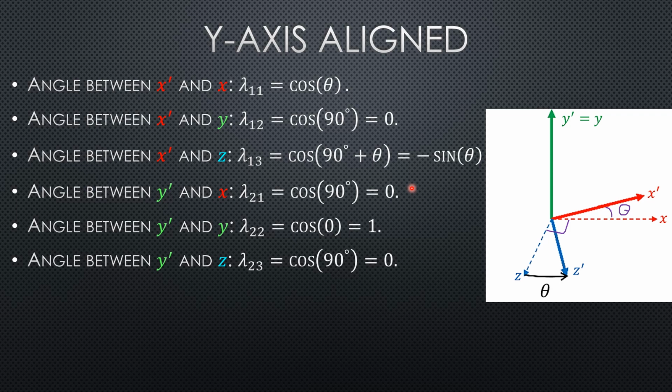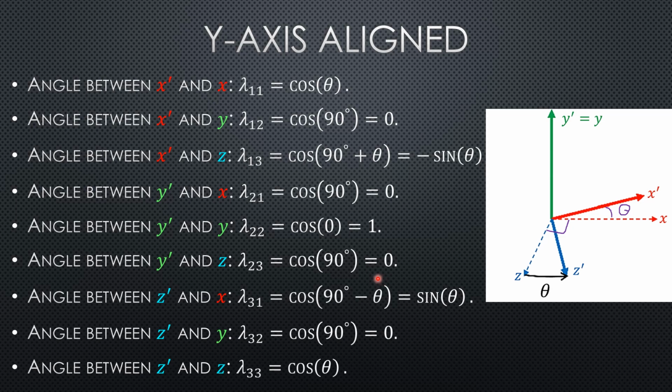For the y's, run it through the same thing, 90 degrees. Y prime is sitting on top of y, so that's cosine 0, gives us 1. And then the 90 degrees to the z, so we're good there, makes sense. Now we see that for the z's, z prime with respect to x is going to be 90 minus theta, because this 90 degrees minus that gives us this remainder here. Once again, sum and difference give us a sine. Then we see that z prime to y is 90 degrees again. Z prime and z, difference of cosine, so we're good.